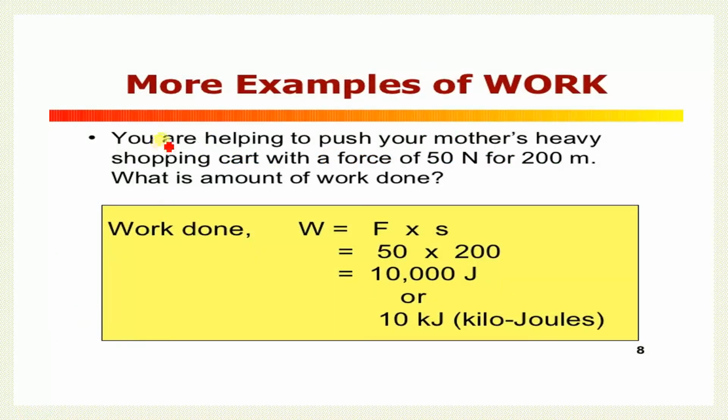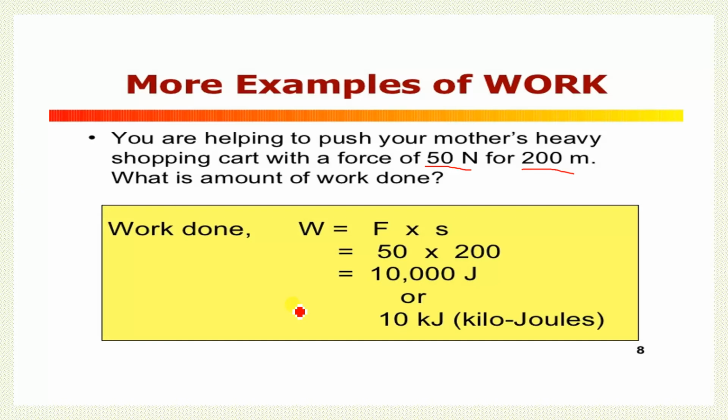So let's consider more examples of work done. Here you are helping to push your mother's heavy shopping cart with a force of 50 Newton for 200 meters. Here students, force is there and the displacement is also there. What is the amount of work done? Very simple, work done is force into distance, as it is clear that both force and distance are in the same direction. There is no angle given, so we'll take only the formula F into S. Just multiplying and you get 10,000 joule as the answer, or 10 kilojoule. You can write this question in your notebook also.